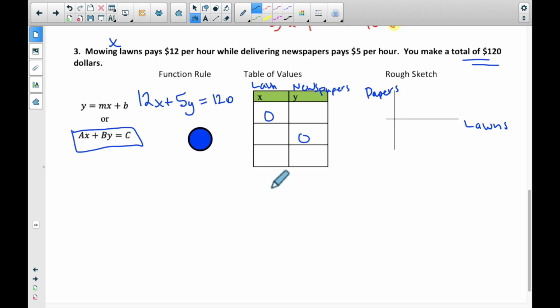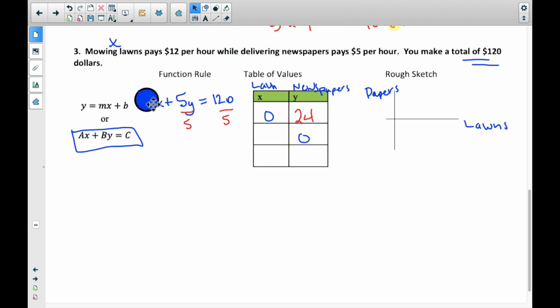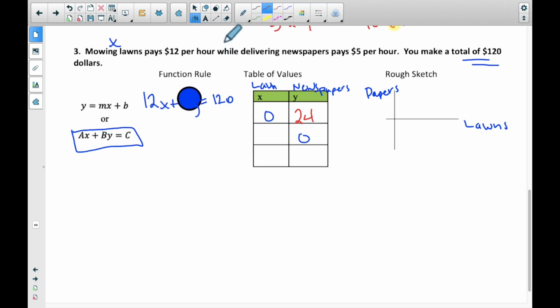But back on number 3, I'm going to use my cover-up method. So I'm going to cover up x, and I have to divide by 5. I'm going to get my calculator out and divide by 5. And I believe that's 24. Then I'm going to do the other one: I cover up the y and divide by 12, and that's going to give me 10. Okay, so now I have on my graph, lawn is x, newspapers is y. So (0, 24) is newspapers, and (10, 0) is lawns.